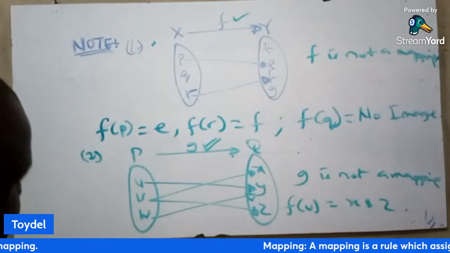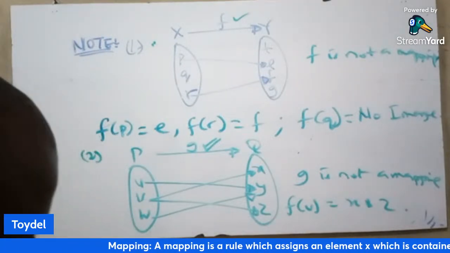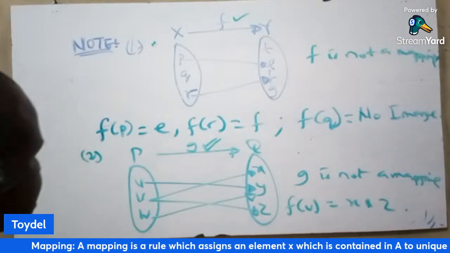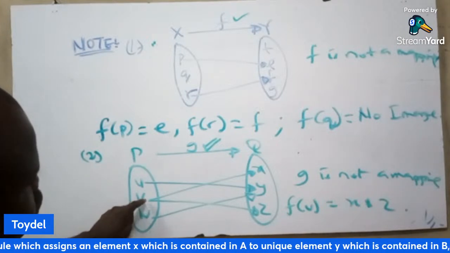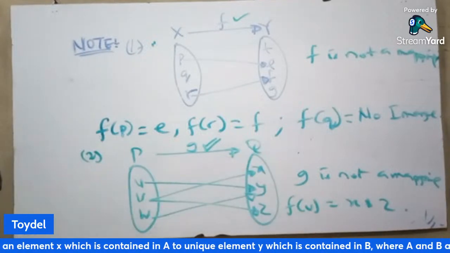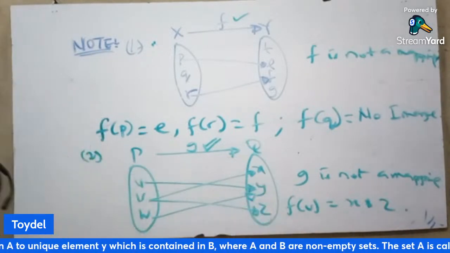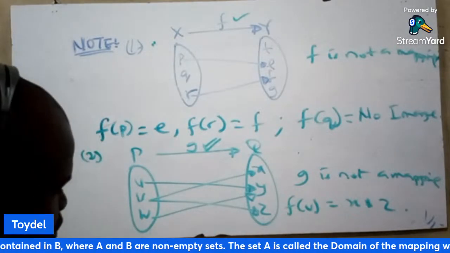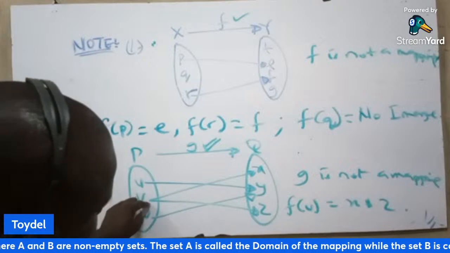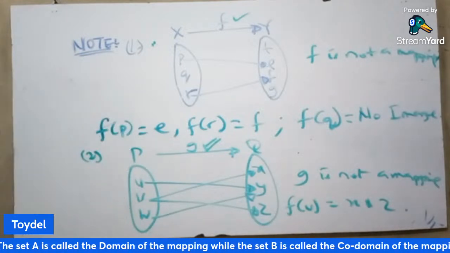Then the second one is that the image of every element of the domain is unique. So one element cannot have two images. No, it does not make sense. But we can have two elements here that will have one image. That is fine. Even 3, even 10 can have one image under a constant mapping. It's possible. But it is not possible for one element here to have different images in the codomain. So these two conditions must be satisfied.